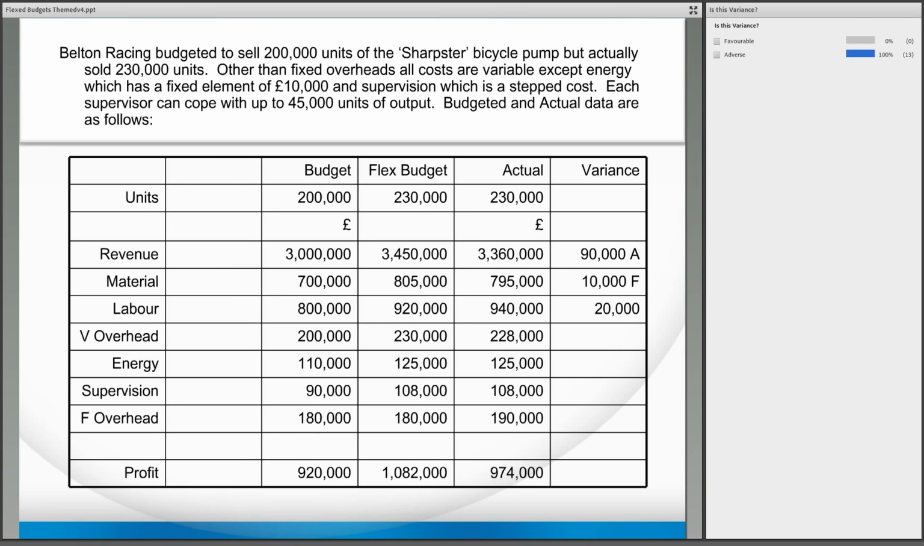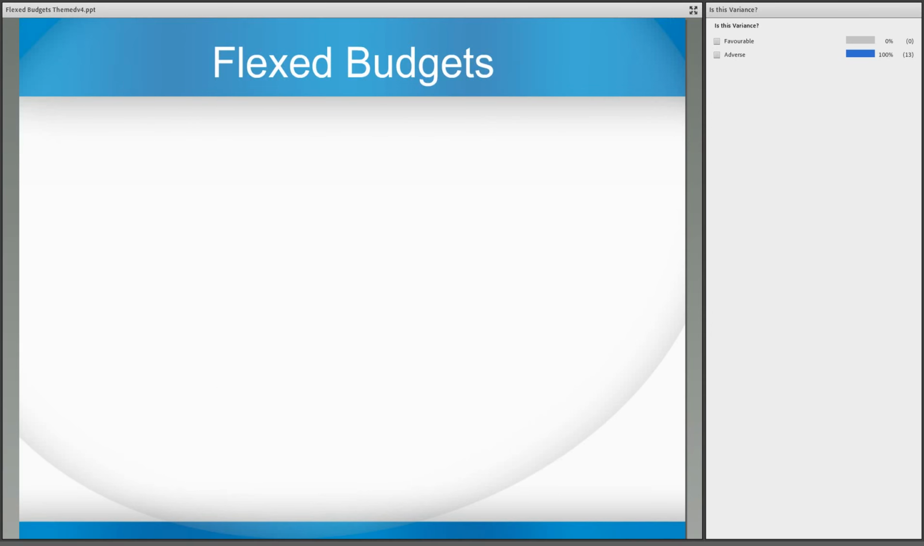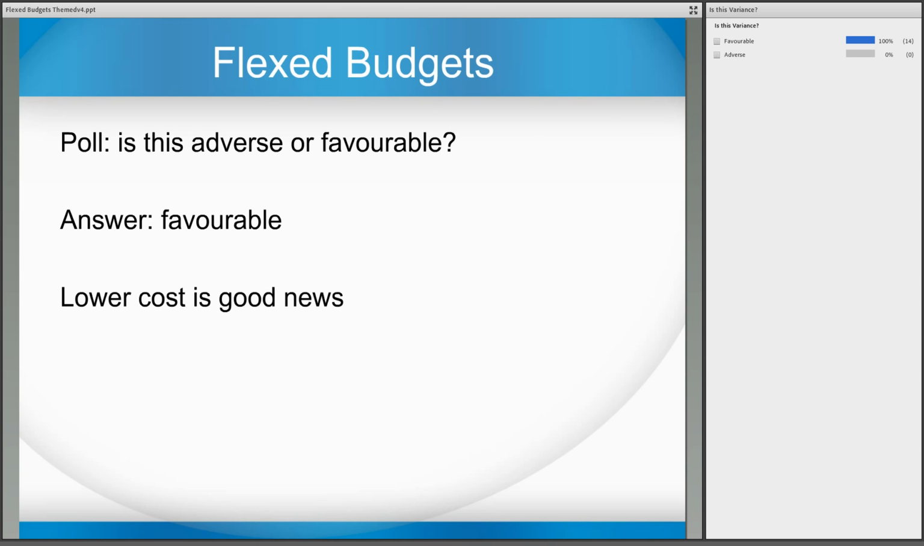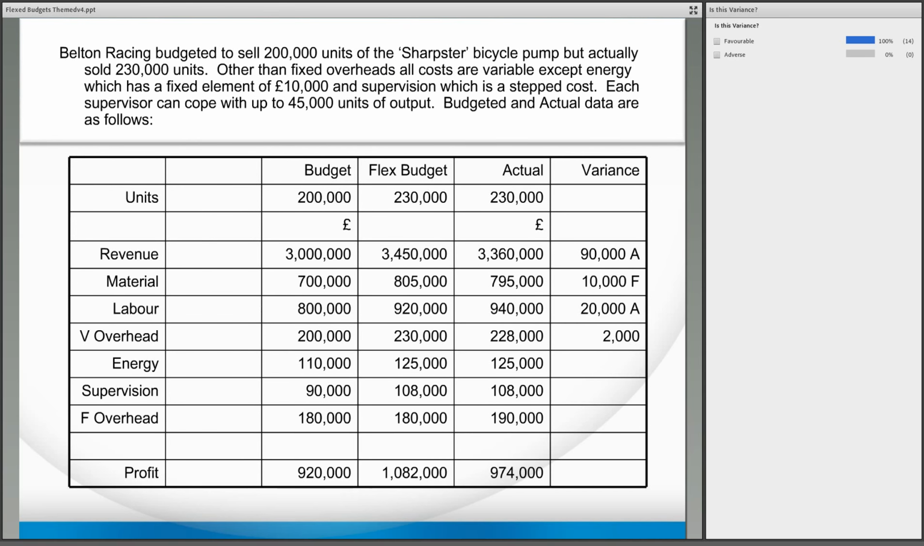Now the next one, variable overhead. Original budget 200, flex budget says 230. We've actually spent 228, so our difference is 2,000. Do we think good news or bad news? Well, outstanding. Favourable it is. We've spent less than expected, and that's another unanimous result. Well done, everybody. Fill it in, 2,000 favourable.